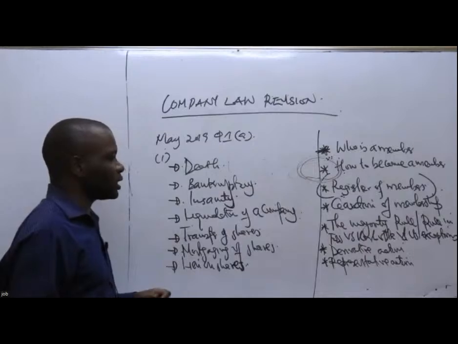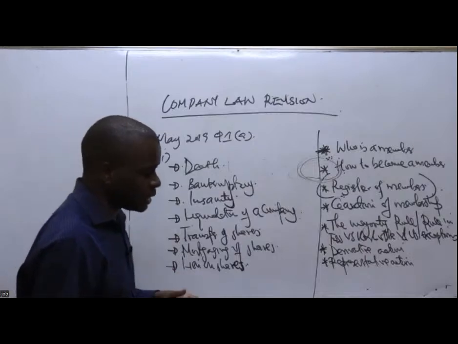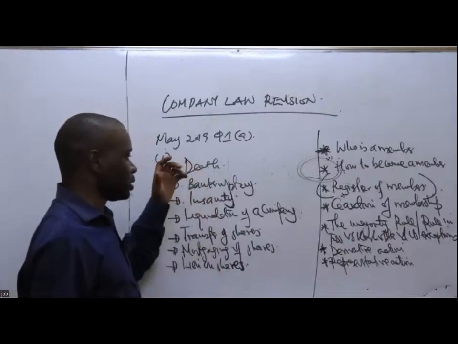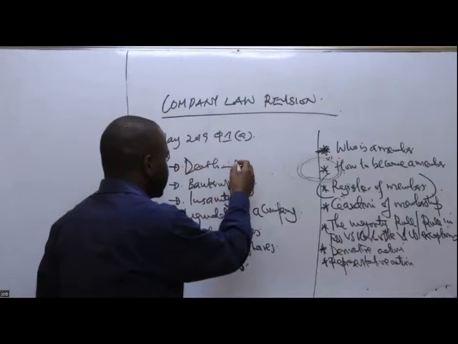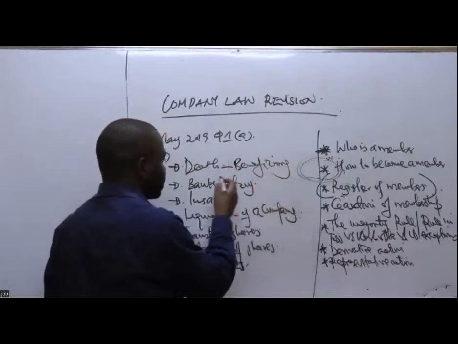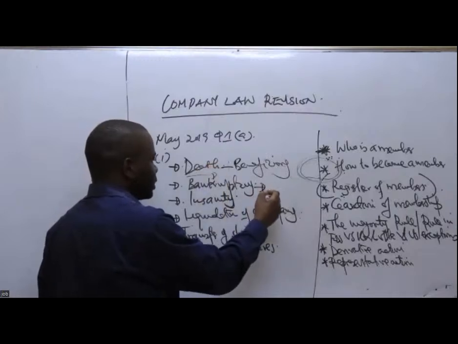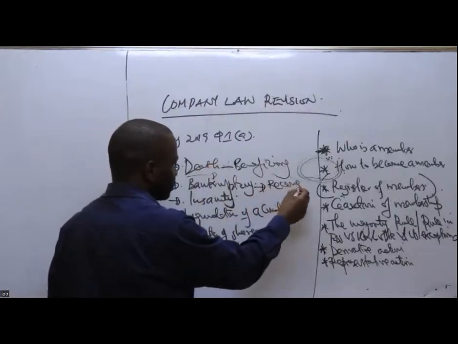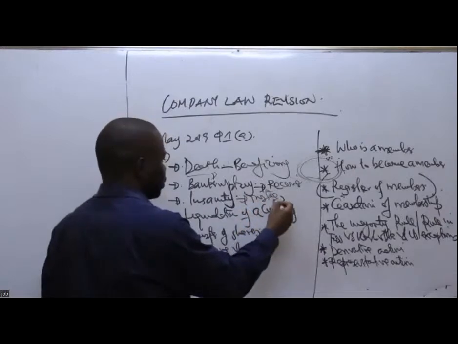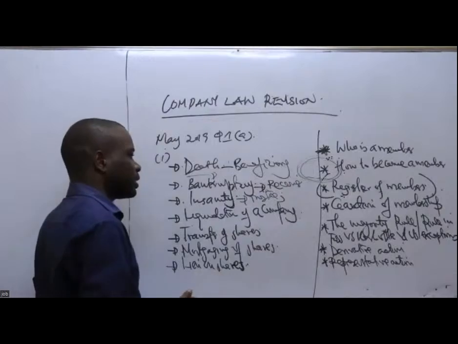In this case, the shares will likely be transmitted. For example, if someone had shares in a company and he passes on, the shares will go to the beneficiary. So you can see in this case the beneficiary is becoming a member of a company as a result of death. Bankruptcy, the shares will likely go to a receiver. Insanity, they can go to a trustee or any other beneficiary that has been stated in such a case.